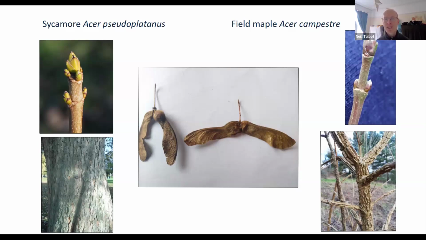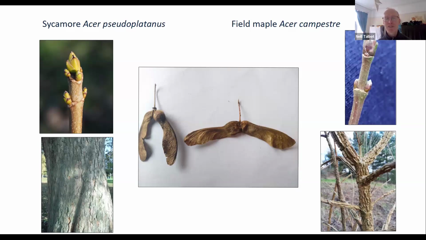And then the picture in the middle, we've got the helicopters or seeds from the field maple and sycamore. So sycamore on the left, and the sycamore seeds droop down.